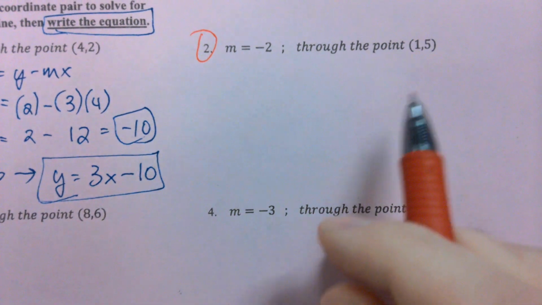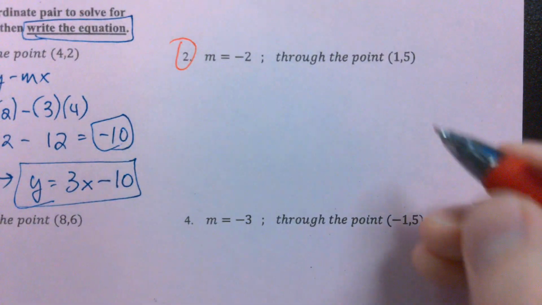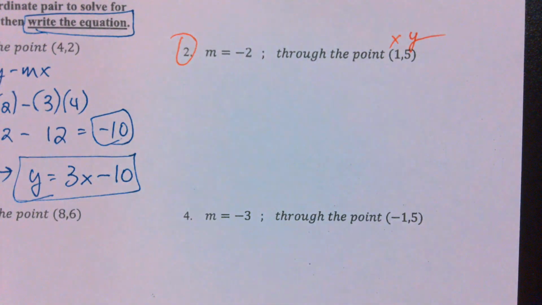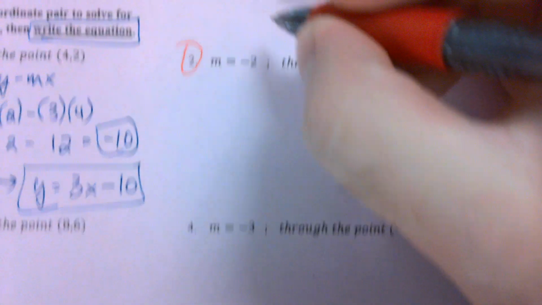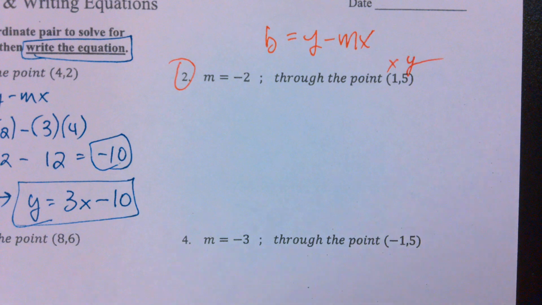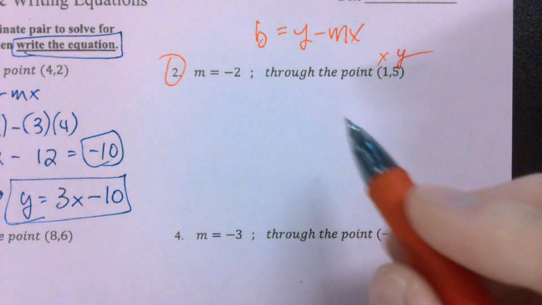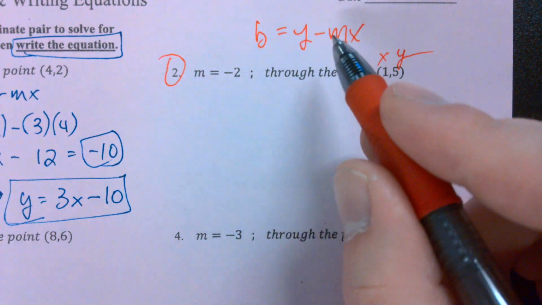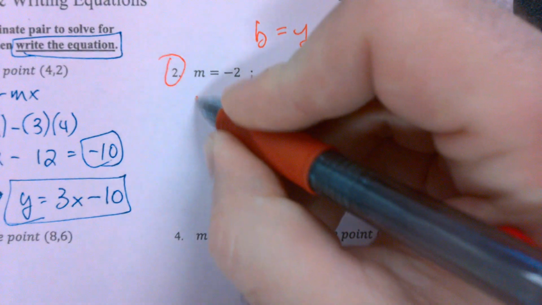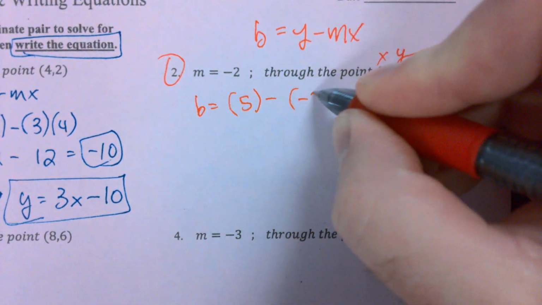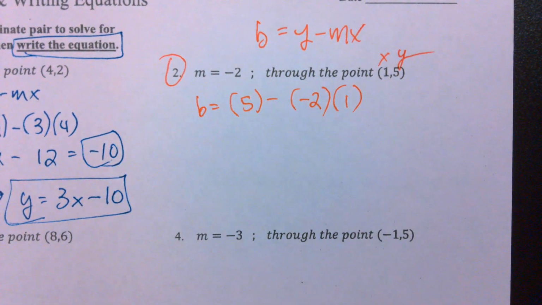x? Is it 1 or is it 5? 5. 1. X comes before y. So 1 is my x, 5 is my y. If we're using the formula b is equal to y minus m times x, which we got a whole lot of practice with yesterday during Matho, we just plug in 5 for y, negative 2 for m, and 1 for x. So b is equal to 5 minus negative 2 times 1.